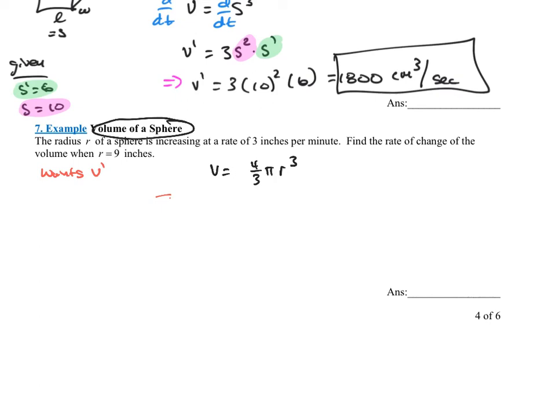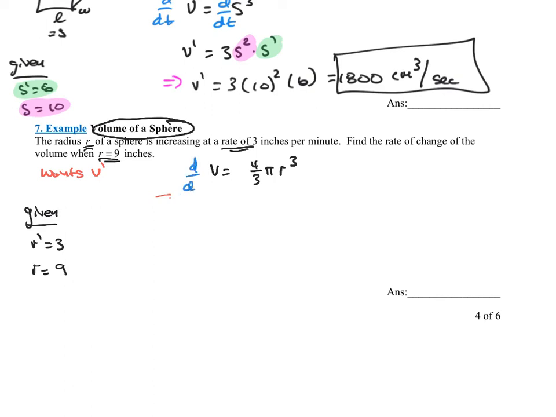Okay, what's given to us? Well, it's giving us the radius is changing at a rate of 3. So that tells me for my given information that I have r prime equals 3. Again, the rate of change of the radius is 3. And then it also tells me what my r value is. My r value is equal to 9. Remember, we never ever plug these numbers in until we found the derivative of both sides.